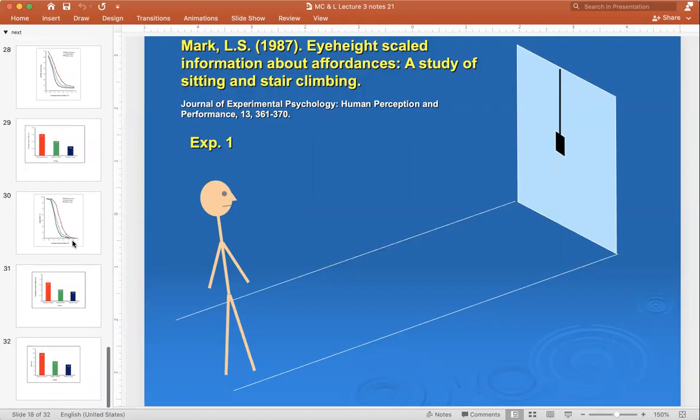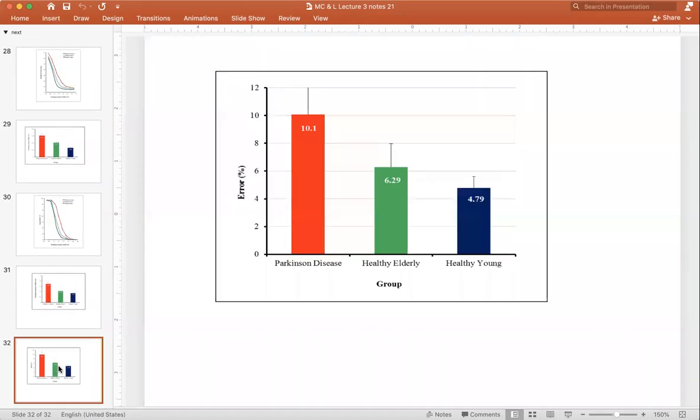And what we found there, in terms of the accuracy of judgment of your own eye height, healthy young individuals were about 5-6% off, but the people with Parkinson's disease had a much higher error, 10%. So they were not judging their eye height as accurately as the other groups. So perhaps this is contributing to that difference in turning, judging the turning, going through doorways.